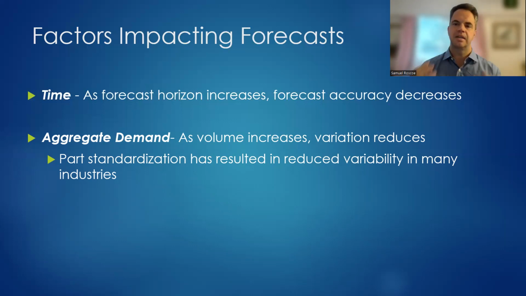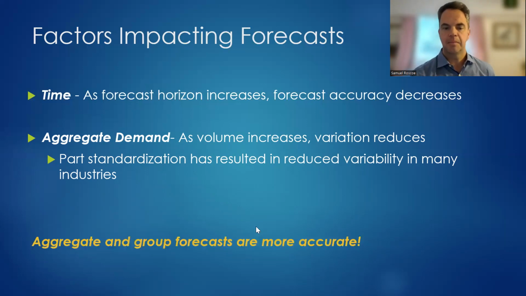This idea of standardization and aggregation can reduce the amount of variability in my forecast. So aggregate and group forecasts are more accurate as a percentage of forecast accuracy. Going from an individual mom and pop shop, where if I forecast 10 items and I only sell 8, my forecast accuracy is 80%. But if I'm forecasting 10,000 items and I sell 9,500, my forecast accuracy is 95%. So that gives you an idea of forecast accuracy as an aggregation.